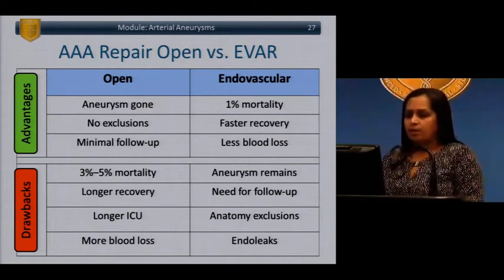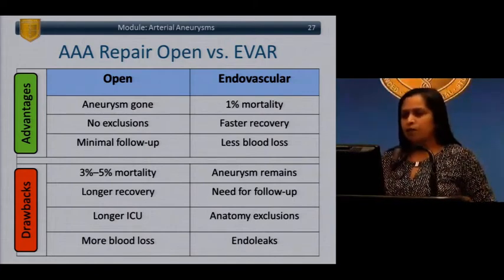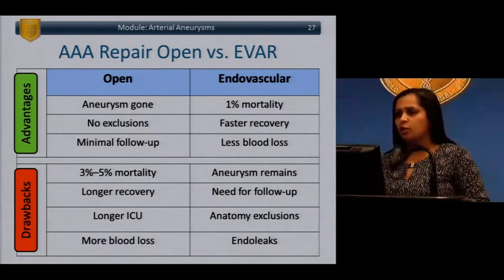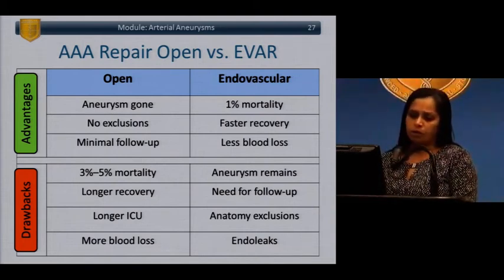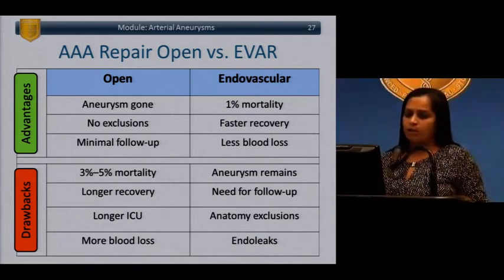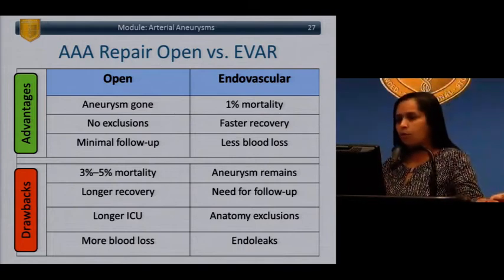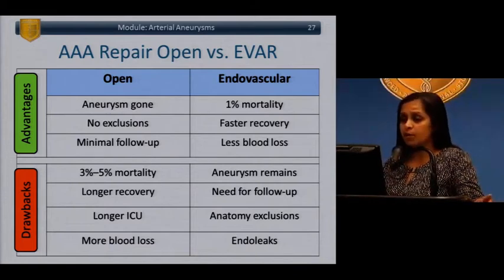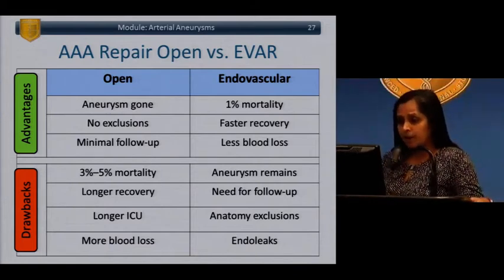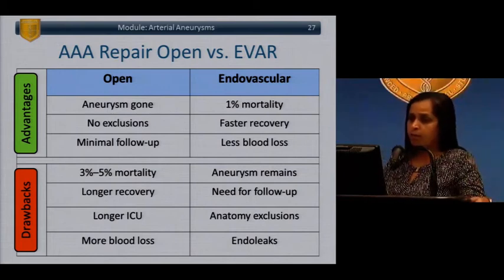So in talking to patients, you have to discuss open versus endovascular repair of aneurysms and make this decision. Advantages and disadvantages are listed on this chart. The main principles are that the open repair is bigger stress and potentially bigger risk up front, with a longer recovery time and more blood loss. The advantage of the open repair is that there are fewer follow-ups.